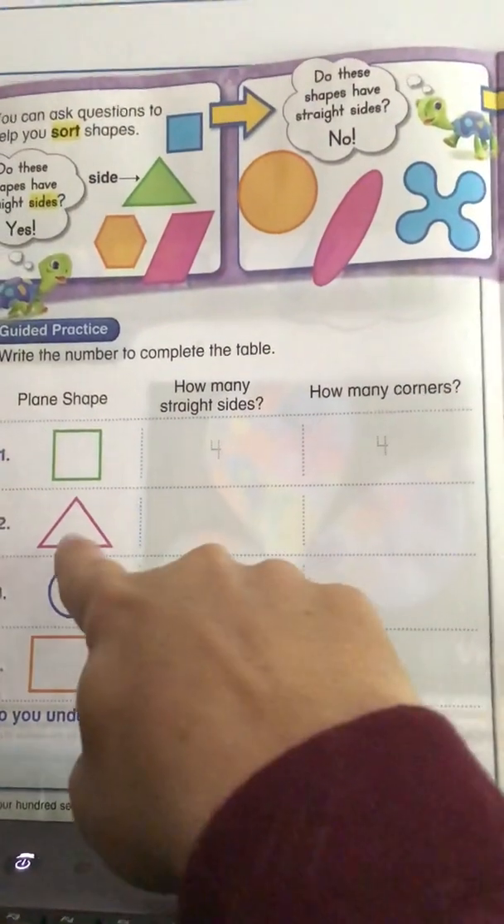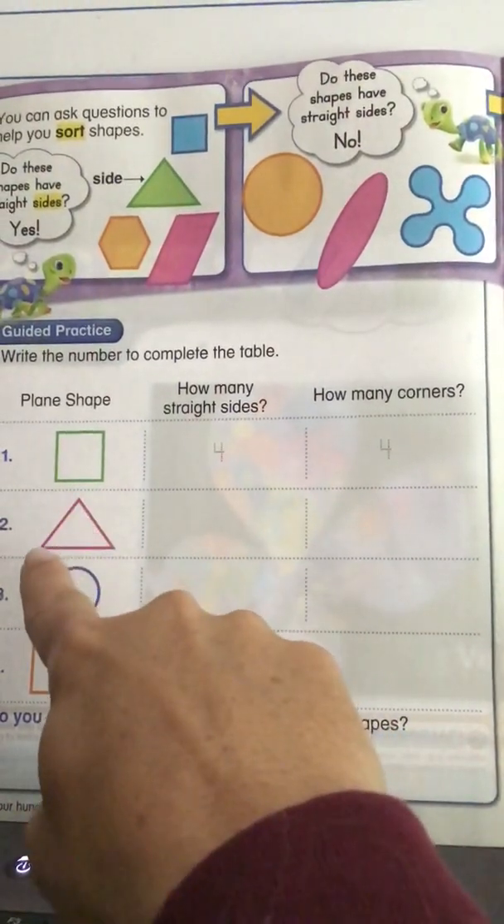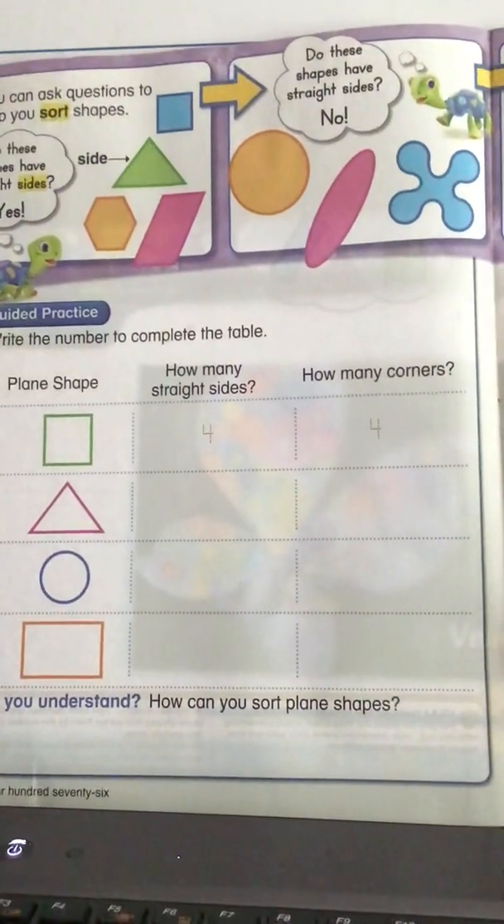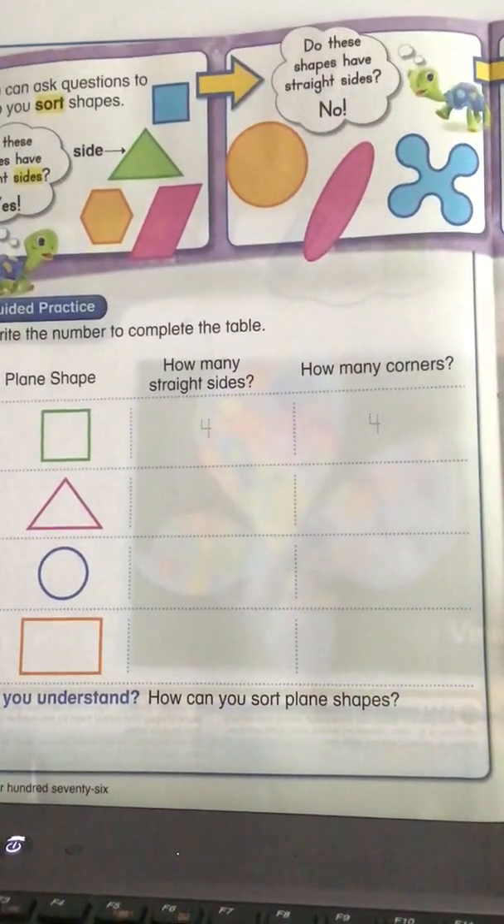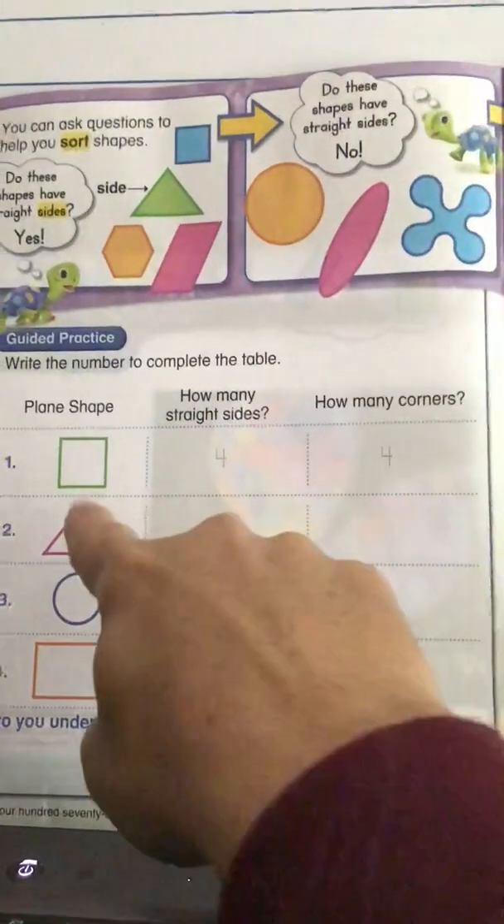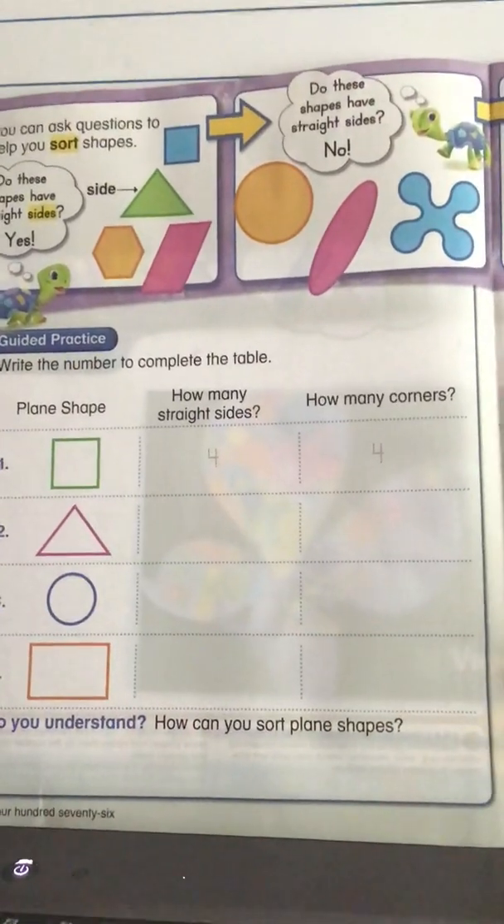And go down below to the triangle. We're going to count the straight sides, 1, 2, 3. Write a 3 in the box. We're going to count the corners, 1, 2, 3. Write a 3 in the box.